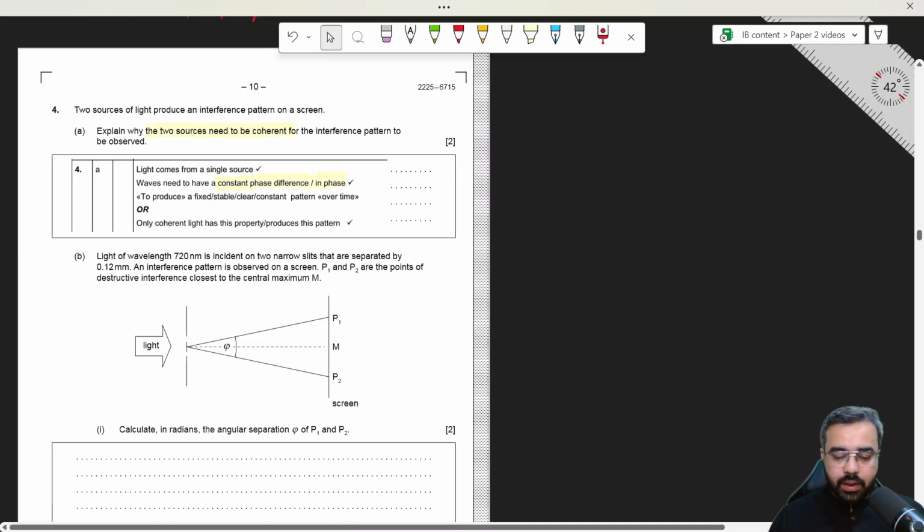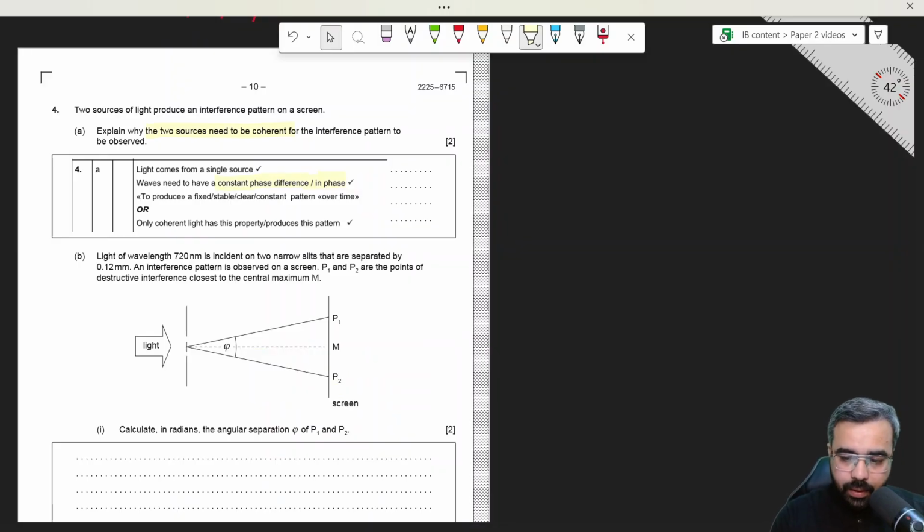So in this diagram, the double slit interference pattern, what they are saying is that the 2 points p1 and p2 are the points of destructive interference. So it means that these are the dark fringes. These 2 points, and the angle between them is phi. And the wavelength is 720 nanometers, and this is 0.12 millimeter, which is this distance.